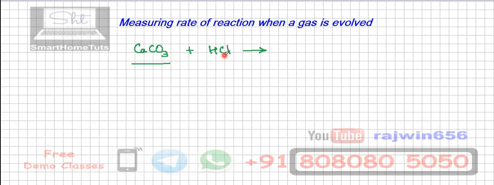Have you done before how to write the formula of a compound? Have you done this in the previous chapters? Okay. Here calcium is there. This part is going to go with Cl. Ca will go with Cl. So that is going to become calcium chloride.